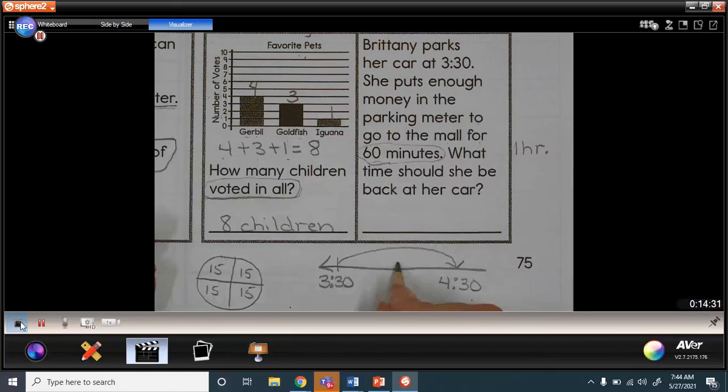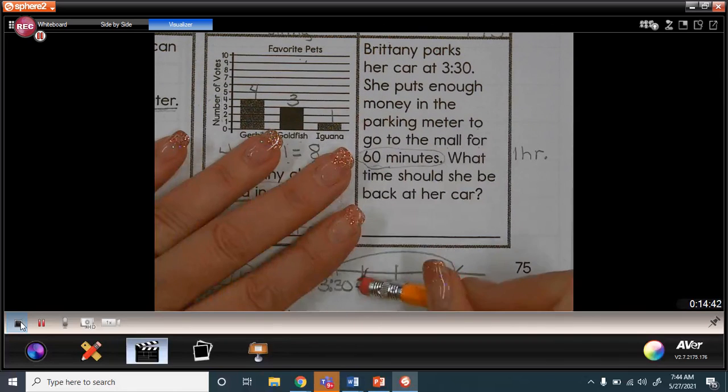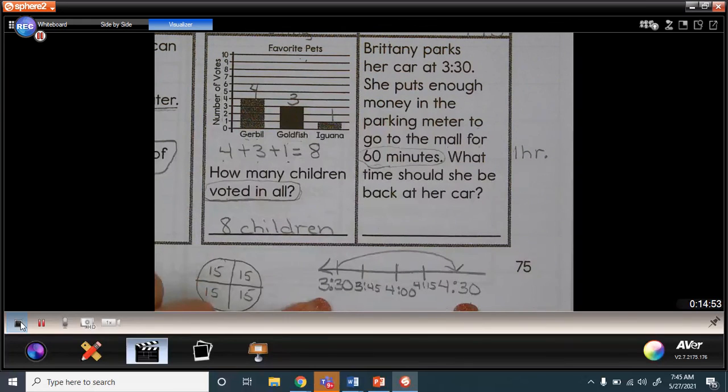So I could put this into 4 equal pieces. This would be 4 o'clock in the middle of that. This would be 3:45, sorry, 3:45. This would be 4:15, and finally 4:30. Or again, like I said, you could do 6 groups of 10, but there are several ways to take a look at that on a timeline.